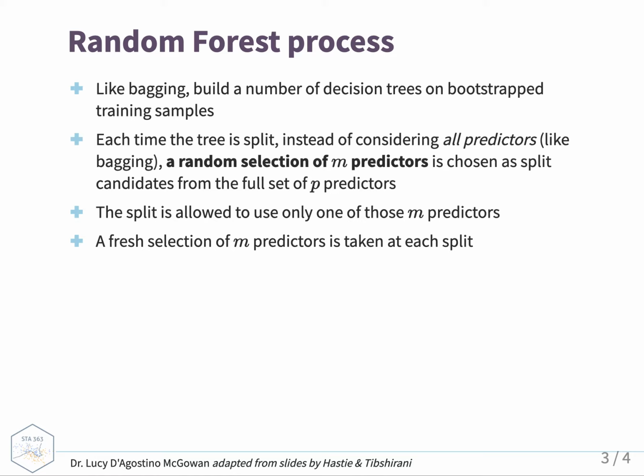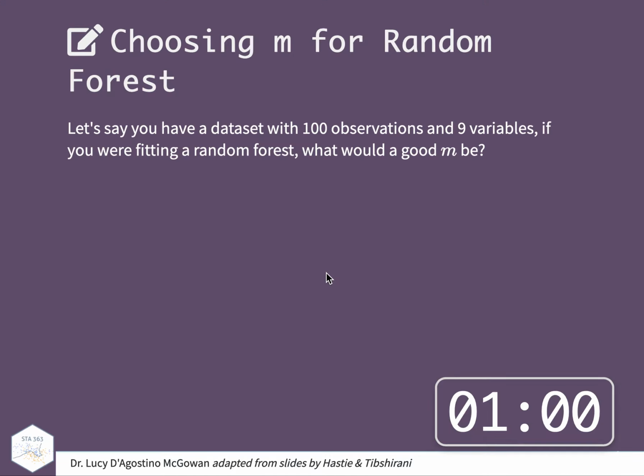For example, let's say we had 10 predictors in our model and we set M to 3. We would always look at three predictors at each split, but it might be a different 3 each time. And so typically we pick M to be equal to the square root of P. And so if P was 9, the square root of 9 would be 3, so it would be something close to that.